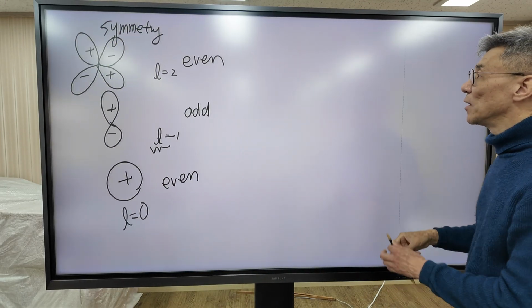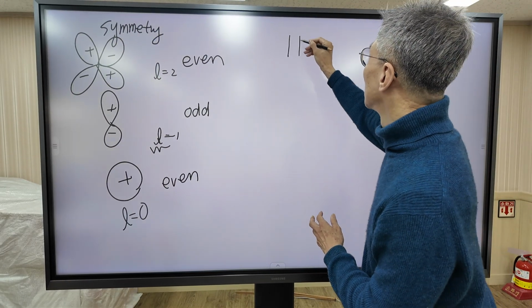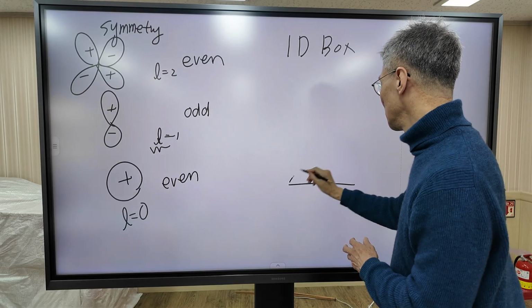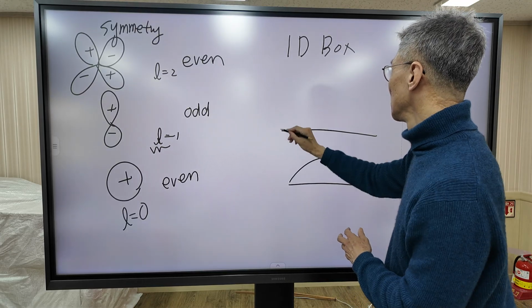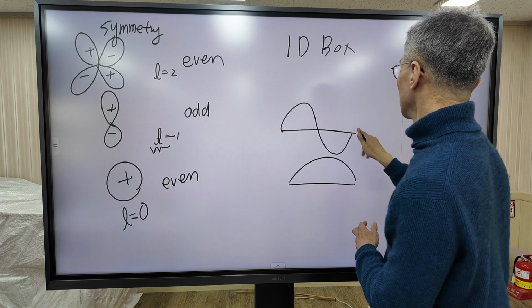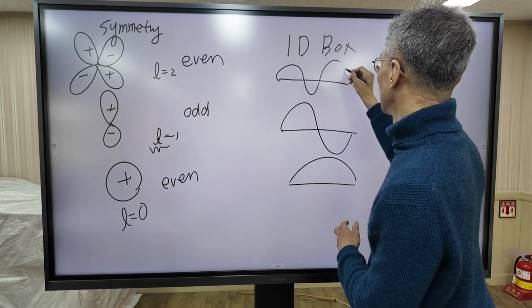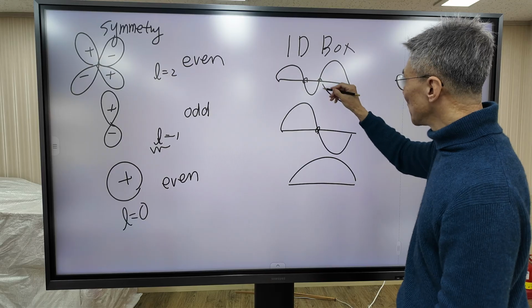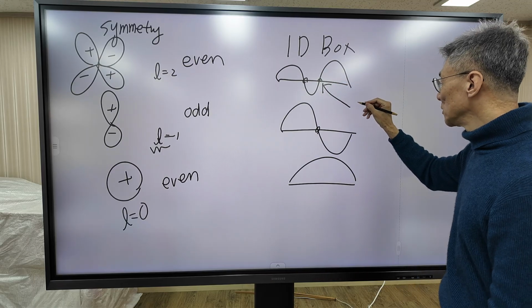In a one-dimensional box, the wave function looks like this. This is a node. This is a node. In a one-dimensional box, this node is just a nodal point.